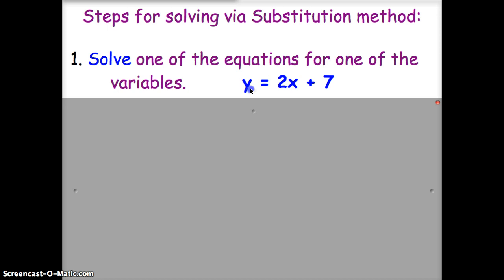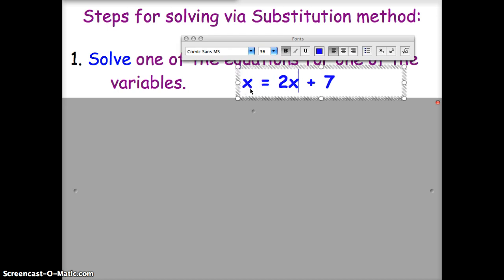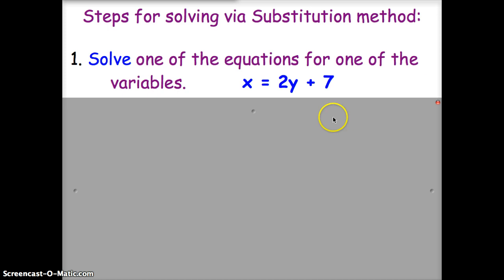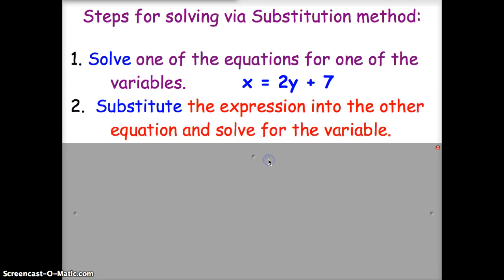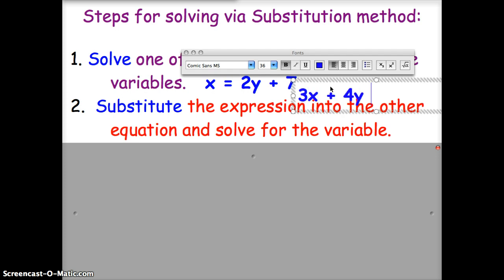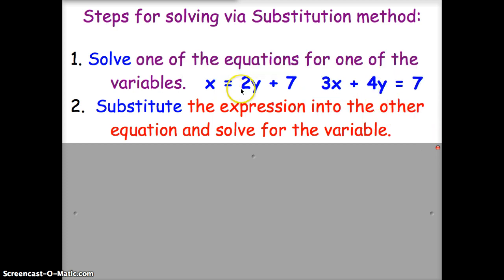You could also have something like x equals 2y plus 7. That's fine as well. It does not have to be solved for y. Second step, you're going to substitute that expression into the other equation and solve for the remaining variable. The other equation is most likely still in standard form, so maybe it's 3x plus 4y equals 7. We've already decided that x equals 2y plus 7, so everywhere that I have an x in my second equation, I'm going to replace that with 2y plus 7. Once I've done that, I'm only going to have y's in my equation, and I can solve for y.